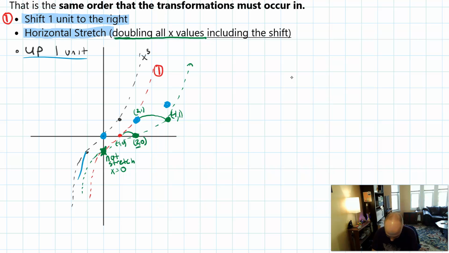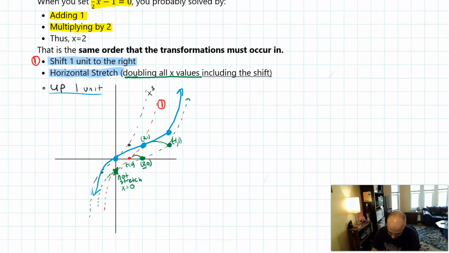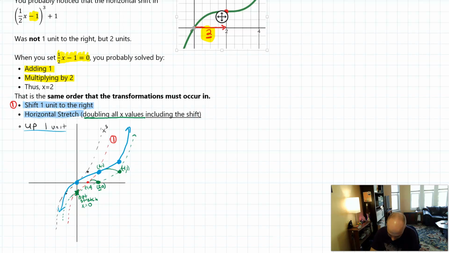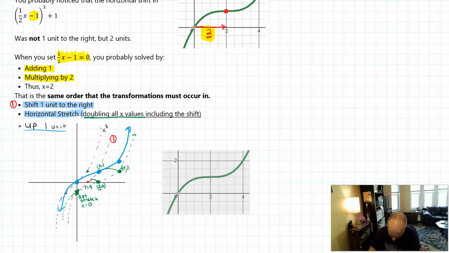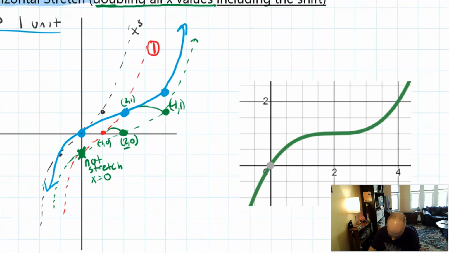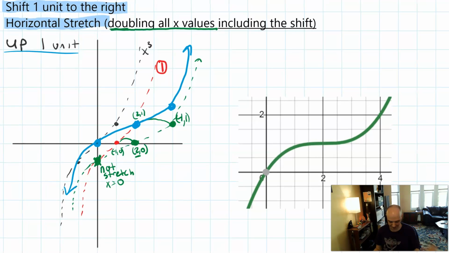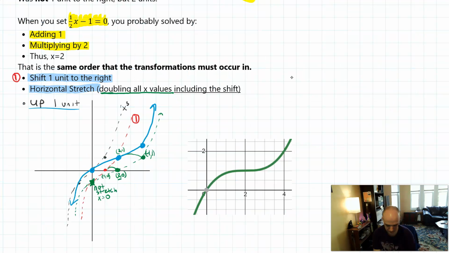And the final graph would look something like that, which matches what happens when we typed the actual equation into the function. So, if you're comfortable with this method, you can probably stop the video right here.